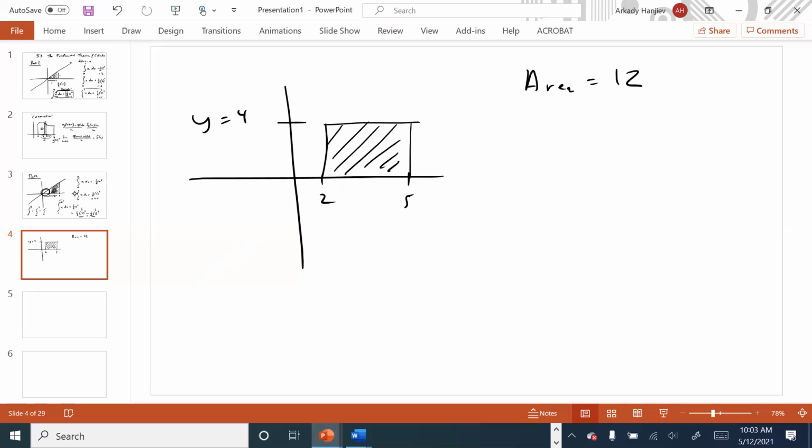Now, can you write this as an integral? From where to where? 2 to 5, perfect, 4 dx. Now, what's the antiderivative of 4? What, if you take the derivative, would make 4? 4x, right?